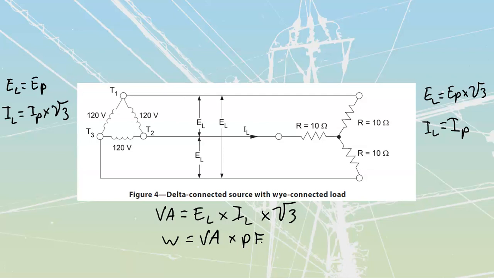We are going to start at our source. We're going to figure out our values of voltage. Once we know our values of voltage, we take them to our load. We figure out our values of current. Once we know our values of current, we can then figure out our VA and our power that we are going to have.